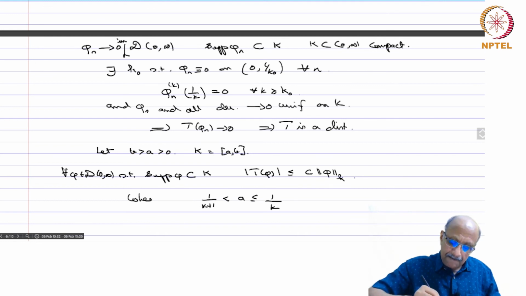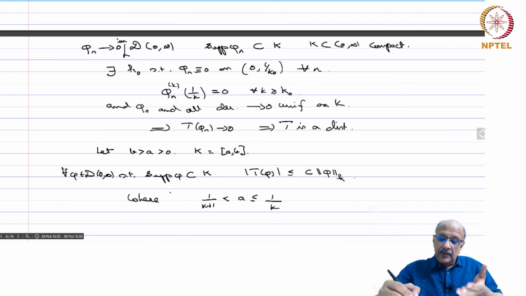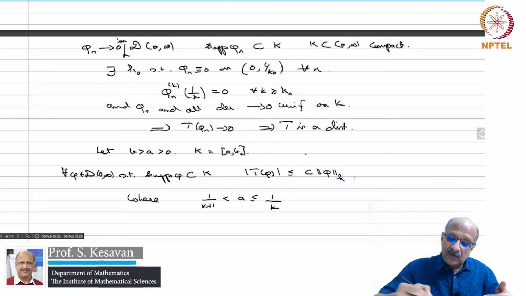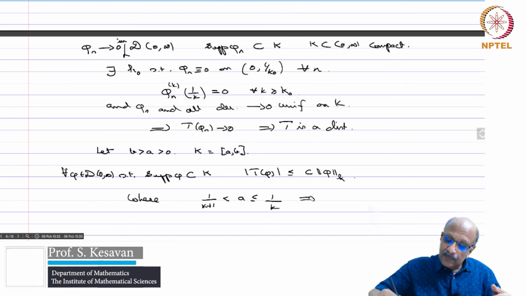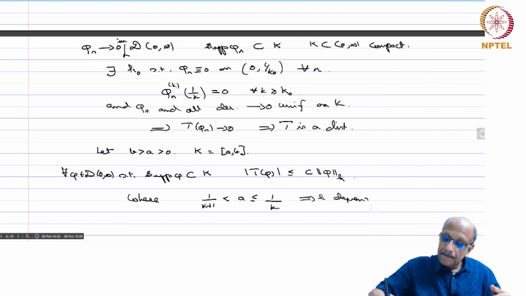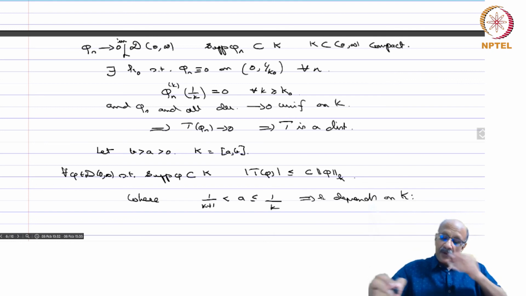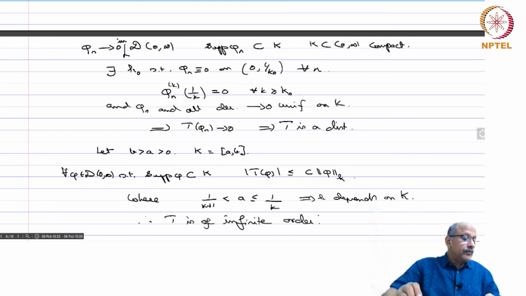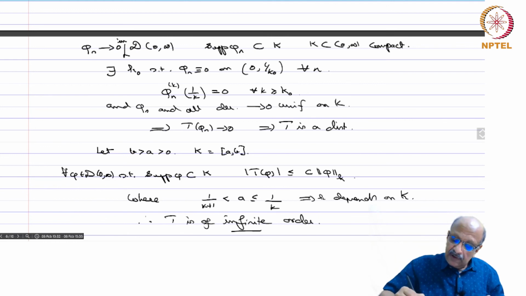so it depends on a. Okay, so how many k's are outside this interval will entirely depend on how close a is to 0, and therefore it depends on K. So this implies k depends on capital K. Okay, therefore you have T is of infinite order. Okay, so we will stop here and we will do some more exercises later on after we have covered some more theory. Okay.